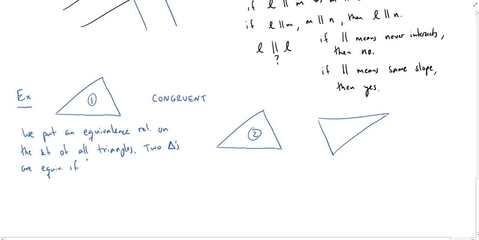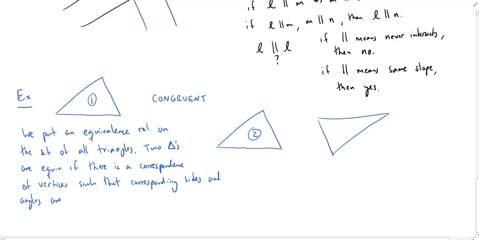So if there is a correspondence of vertices such that corresponding sides and angles are the same. All right, one possible way of saying it. Okay. So congruency, something you spent a lot of time doing in geometry, is really an equivalence relation.